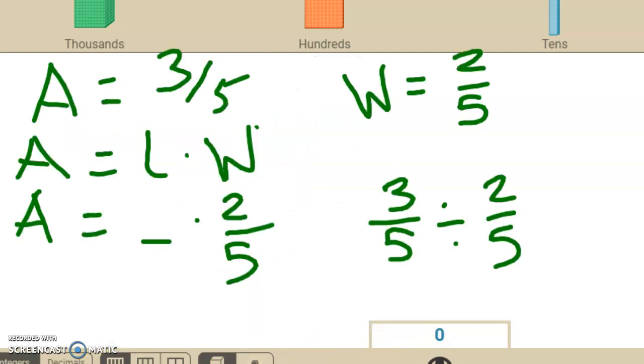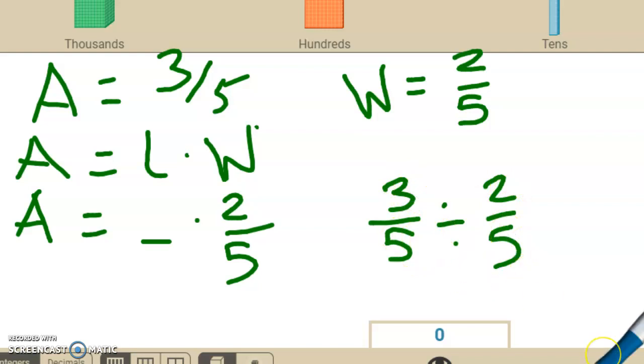Okay, so they're asking us for the length of a rectangle. We know area is going to equal 3/5, and our width in this problem is 2/5. So area equals length times width. Area in this problem is length, which we don't know, times the 2/5. We have to divide because here we're multiplying. Well, we have 2 of the numbers, but we don't have the third number. So we're going to divide the whole area by the one side that we know. So we're going to do 3/5 divided by 2/5.